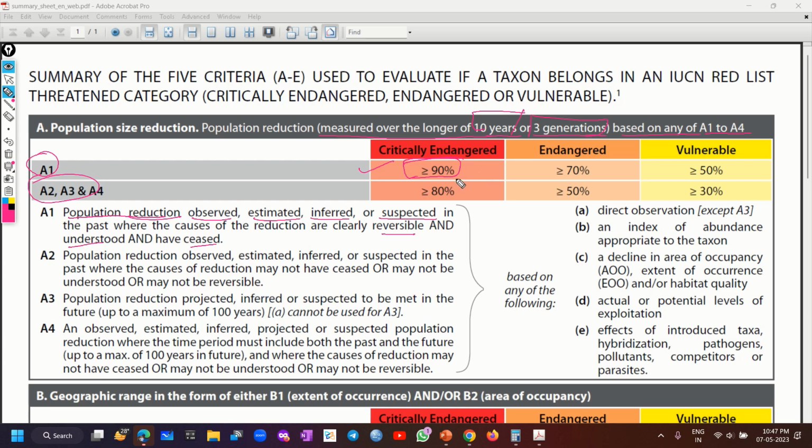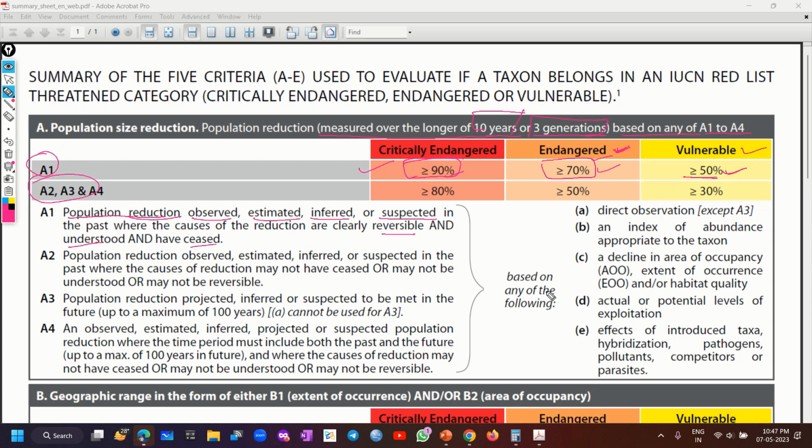Okay, so in that case, a species comes under the critically endangered category under the A1 criteria whenever its reduction is equal to or more than 90%. If it is 70% or more, then it will come under endangered, and if it is 50% or more, then it will come under the vulnerable category.